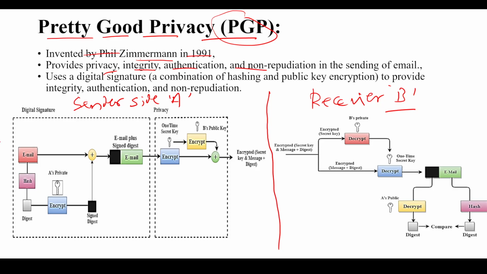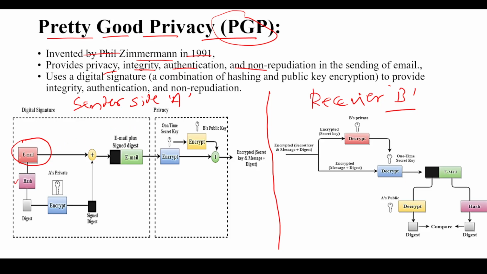Let's consider here our original message. You can see the original email. Only a few steps you have to remember. As mentioned, it is using the digital signature. A digital signature is a combination of hash value and public key encryption. So the hash value is mentioned here and the public key is also given here. So both combinations are used in the PGP algorithm.